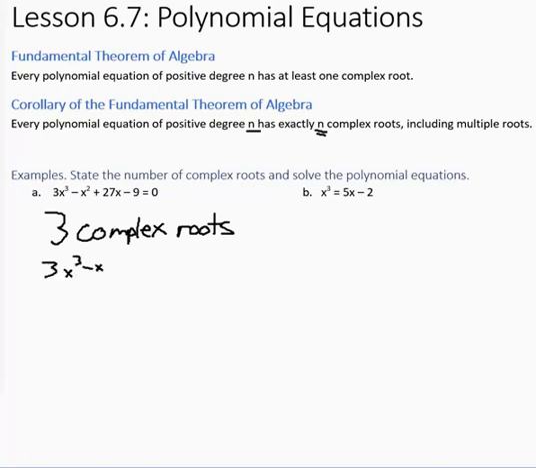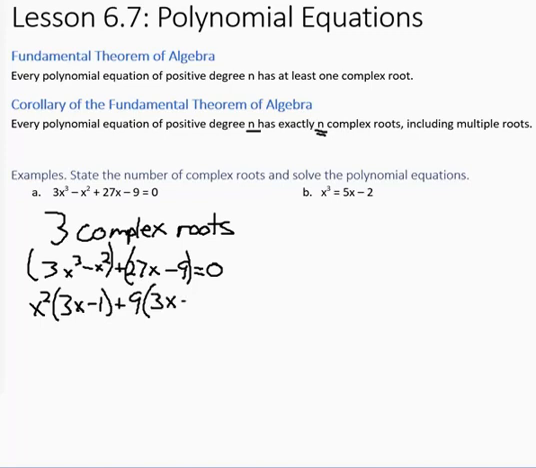So I'm going to rewrite this. I'm going to go ahead and group the first 2 terms and group the second 2 terms. And over here, we have an x squared in common. What's left over is a 3x minus 1. And then here we can factor out a 9. And we have 3x minus 1.